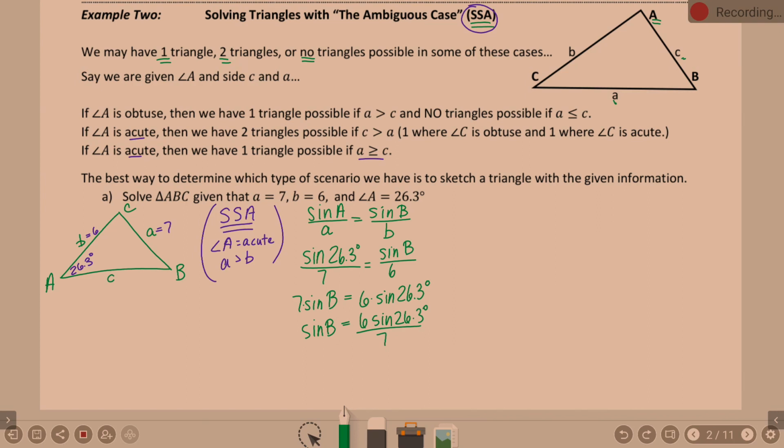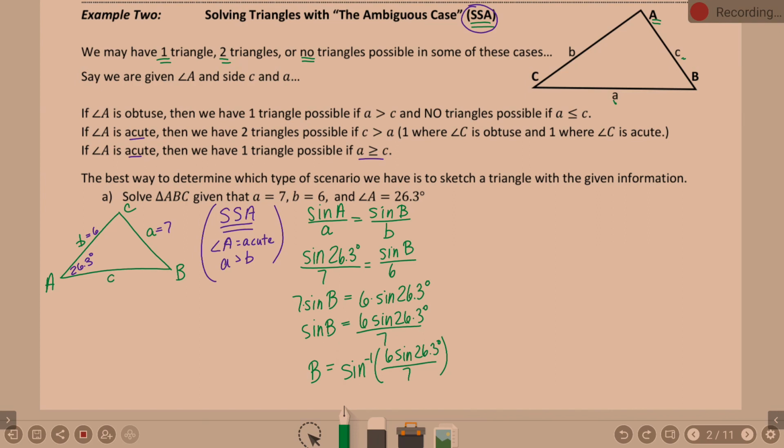Inverse? Okay. So remember, if you have your input and your output, in this case my input is B, my output is that fraction that I don't know the value of yet. If I want to switch those pieces, we use the inverse function. So we're going to switch basically B and this fraction, and instead of saying sine, we're going to say sine inverse. So I'm going to write this as big B is equal to sine inverse of this fraction, 6 sine 26.3 degrees over 7.